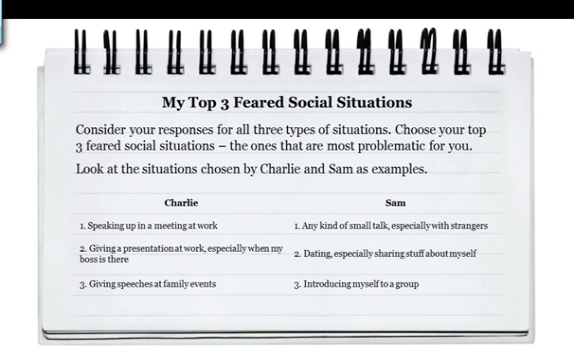And I gave you sample answers from Charlie and Sam to give you an example of what that might look like. So in Charlie's case, he wrote down number 1 as speaking up in a meeting at work. His second one was giving a presentation at work, especially when his boss is there. And his third one is giving speeches at family events like weddings and funerals. For Sam, her first one was any kind of small talk, especially with strangers. Her second one was dating, especially sharing stuff about herself. And number 3 for Sam was introducing herself to a group.